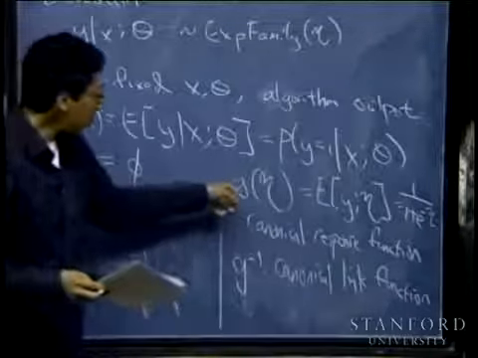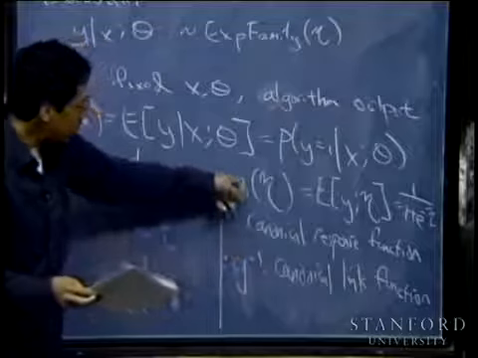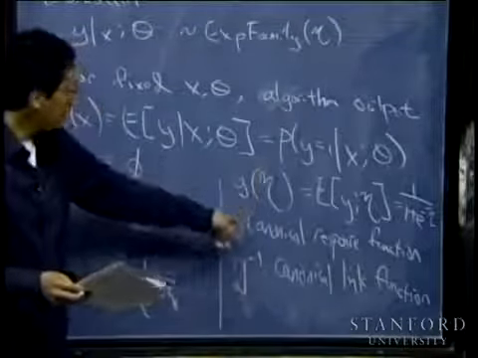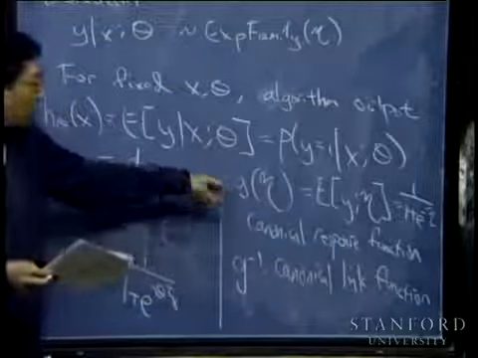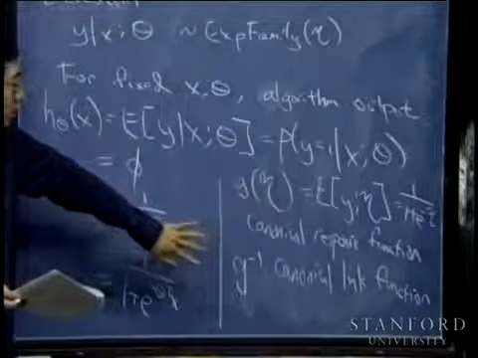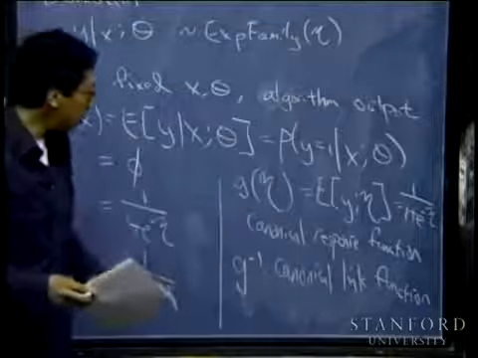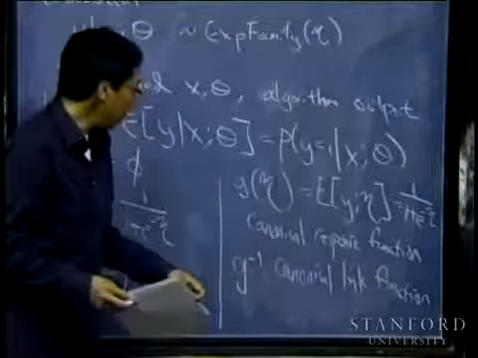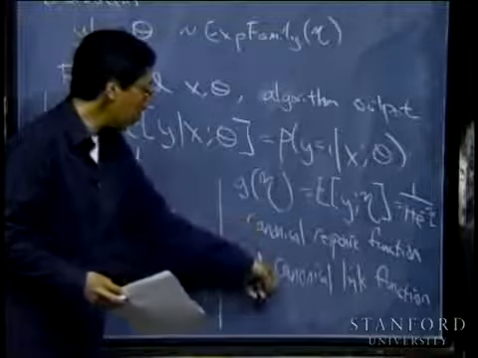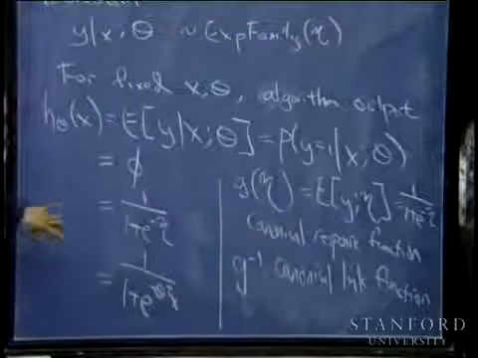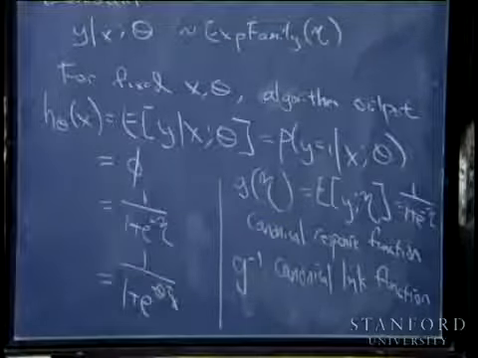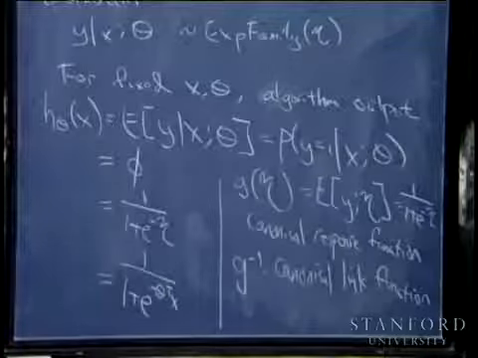Actually, many texts use the reverse, where this is g inverse and this is g, but this notation turns out to be more consistent with other algorithms in machine learning. So I'm going to use this notation. But I probably won't use the terms canonical response functions and canonical link functions in lecture a lot. I'm not big on memorizing lots of names of things. I'm just tossing those out there in case you see it elsewhere.